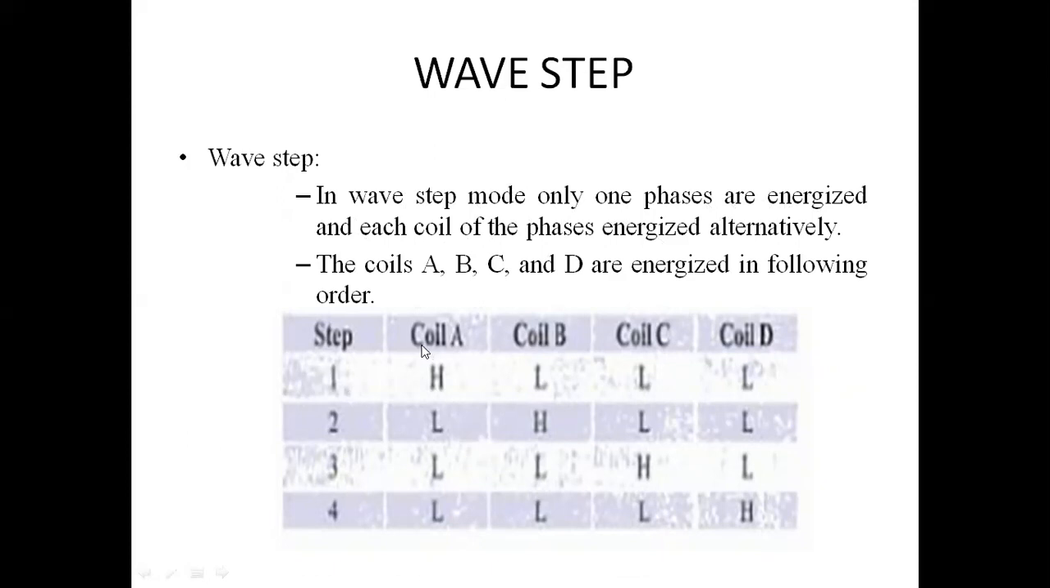Whereas in wave step, only one phase is energized, and each coil of the phase is energized alternately. In the first step, the first coil will be energized and the rest will be low. In the second step, the second one will be energized and the rest will be low. In the third step, the first two will be low, coil C will be high and coil D will be low. In the fourth, the first three will be low and the fourth one will be high.